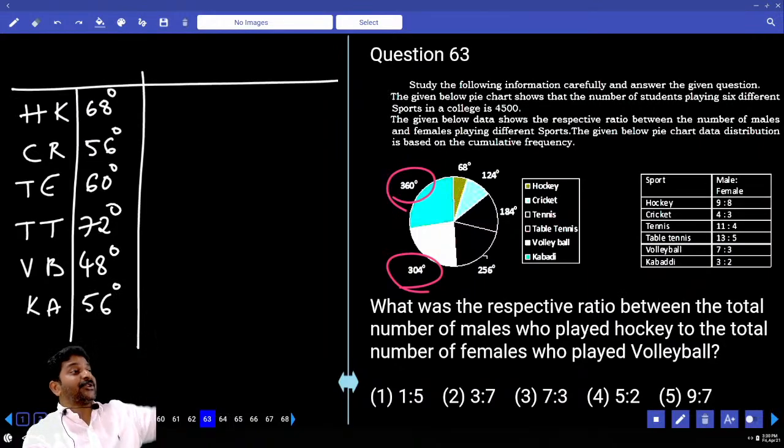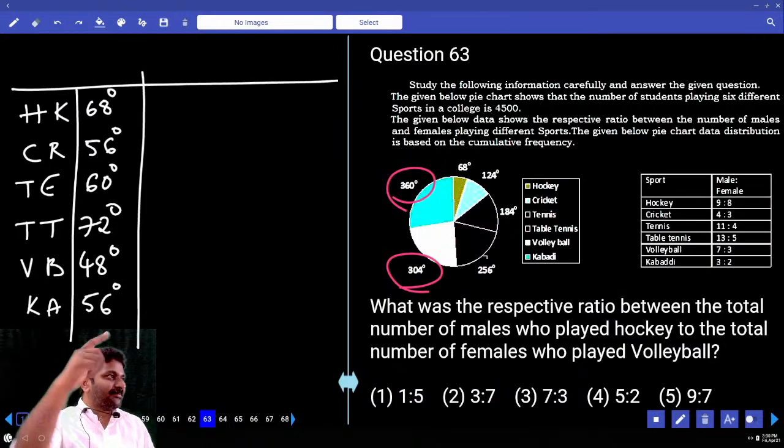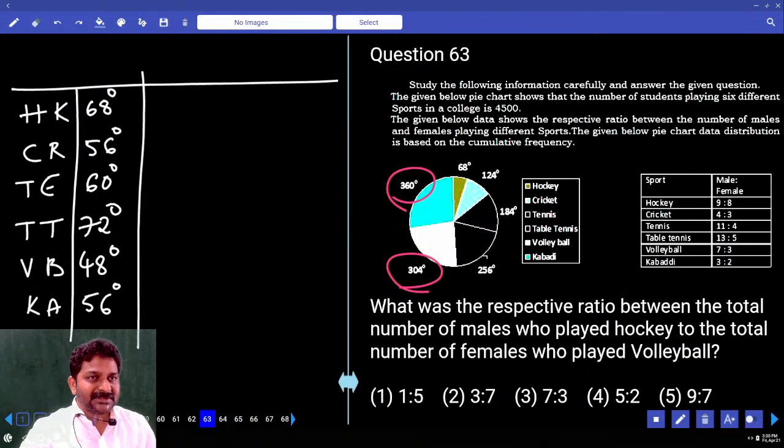These are actual degrees. The given data was cumulative. Cumulative in the sense, by adding repeated numbers.